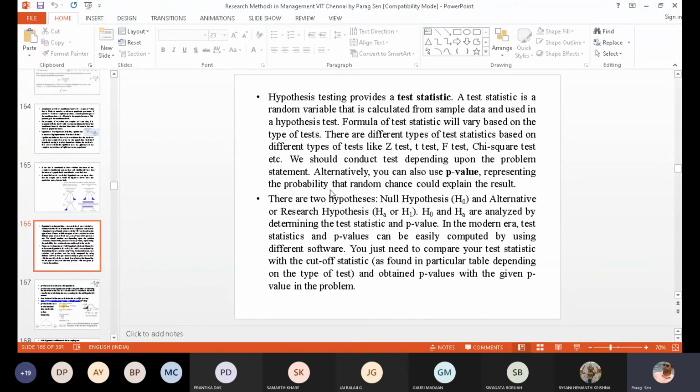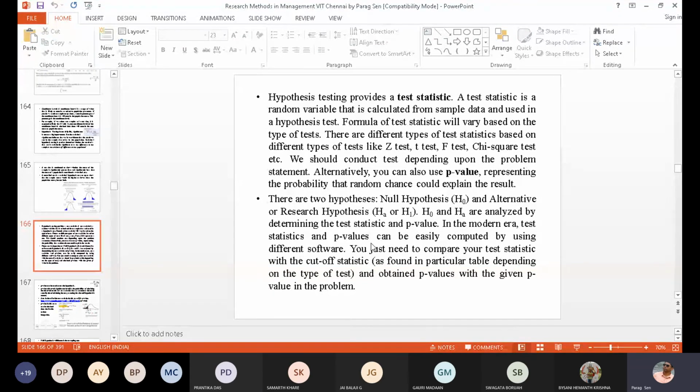And there are two hypotheses. One is the null hypothesis, which is represented by H null or H zero, and the other is the research hypothesis, HA or H1. Why is this termed the research hypothesis? Because in any research, whenever you propose something, you are basically proposing the research hypothesis or the alternative hypothesis. It is not something called the null hypothesis as such. Okay, and the null hypothesis and alternative hypothesis are analyzed by determining the test statistic and p value.